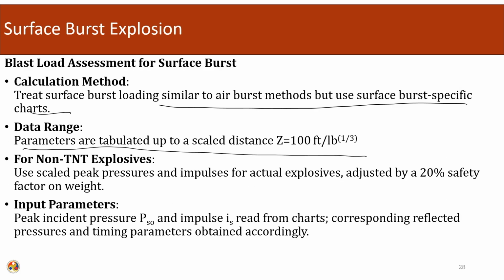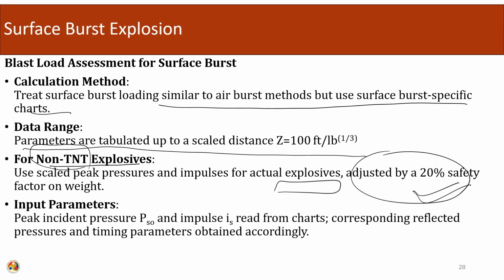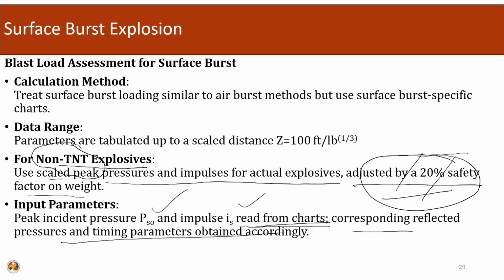If we are using a non-TNT explosive, then after converting to the TNT equivalency, we have to adjust by a 20% safety factor, because the behavior of non-TNT explosives is not as repetitive or as reliable as TNT explosives. So you have to account for at least 20% for the safety margin. We calculate the peak overpressure and the impulse, and then we go ahead with our design process. What happens when multiple explosions occur?